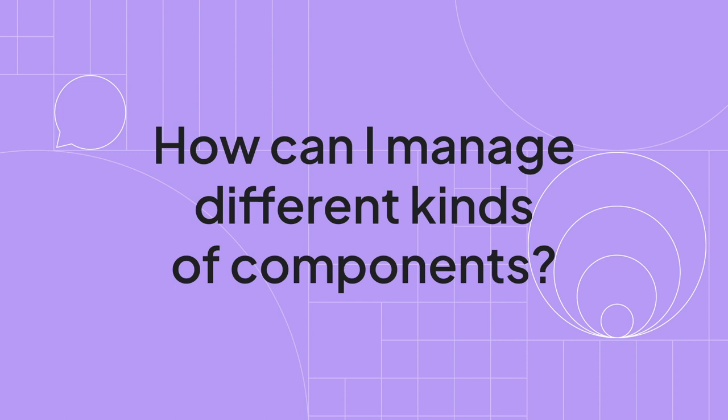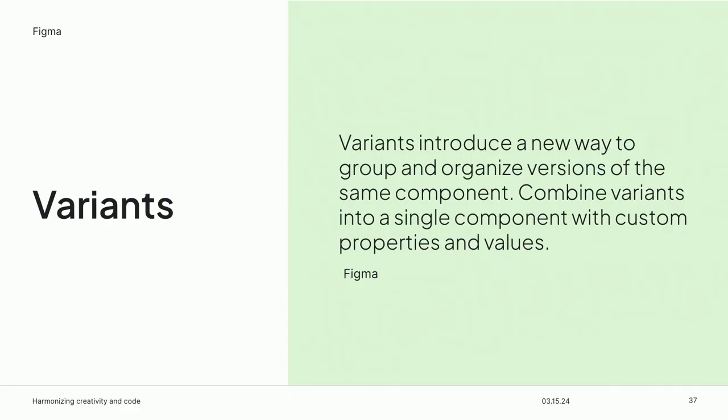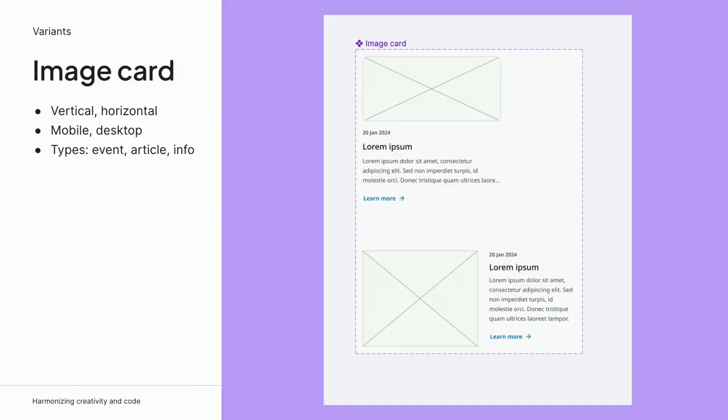All right, so how can I manage different kinds of components? In Figma, we have variants. And variants, according to Figma, introduce a new way to group and organize versions of the same component. So we combine variants into single components with custom properties and values. For example, with my image card, I might have two different variants, such as vertical and horizontal, or maybe mobile or desktop, or different types, such as event, article, or info.